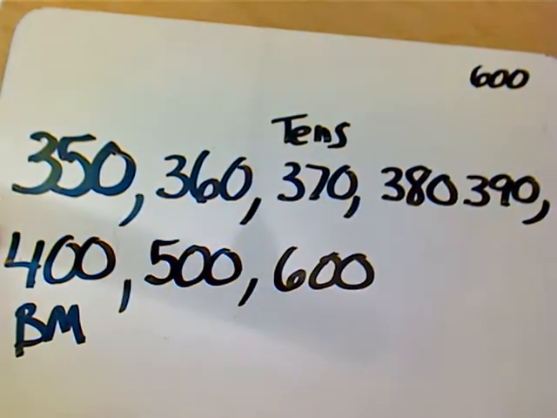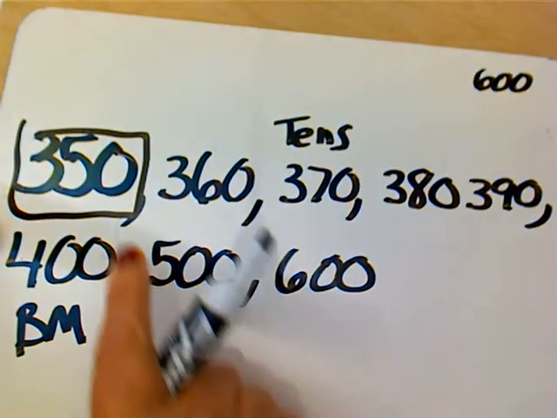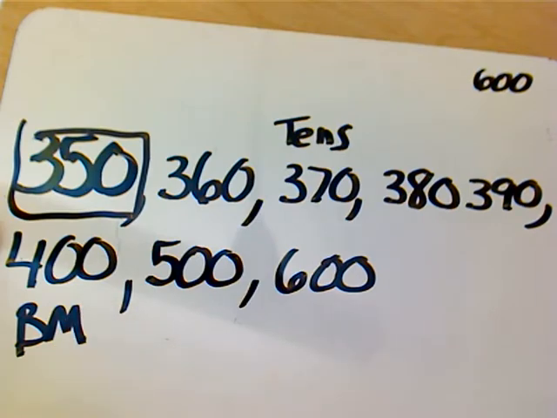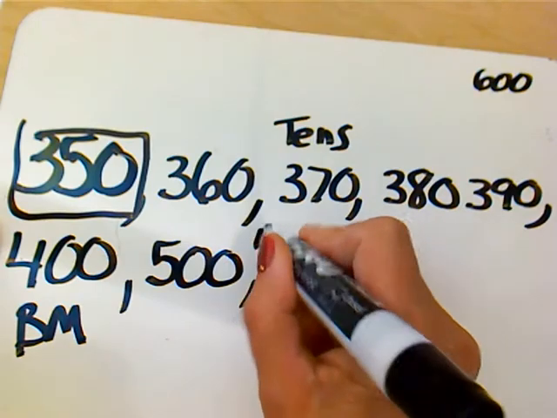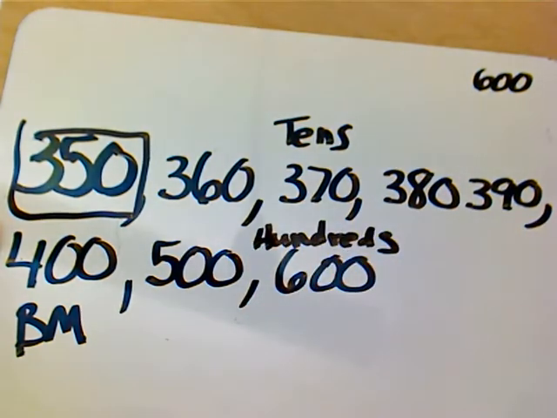All right, so I started at 350. And I counted by tens first to get all the way up to 400, which is my benchmark, and then I ended with 500 and 600, counting by hundreds. All right, so we're going to erase that.